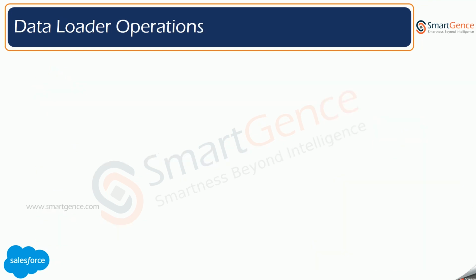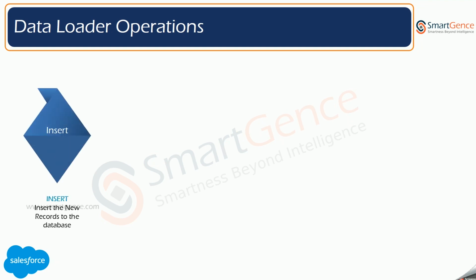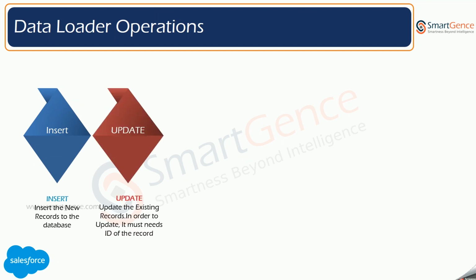There are quite a few data loader options, like 5 to 6 options. Firstly, insert. This would be used to insert new records into the Salesforce database. And update, as the name suggests, is used to update the existing data in Salesforce. For update, we would need an identifier, right? That identifier is the ID. Using the ID, we would be updating the records in Salesforce.